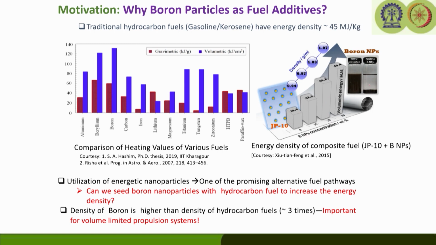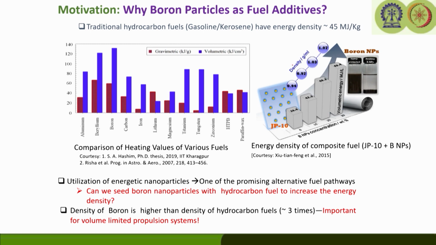So, we can see that the volumetric heating value is increasing as we increase the particle loading within the liquid fuel. So, you can see this is the picture of the boron loaded liquid fuel. If we consider the density of JP10 is 0.94. Now, adding boron particles, the density is also going to increase.